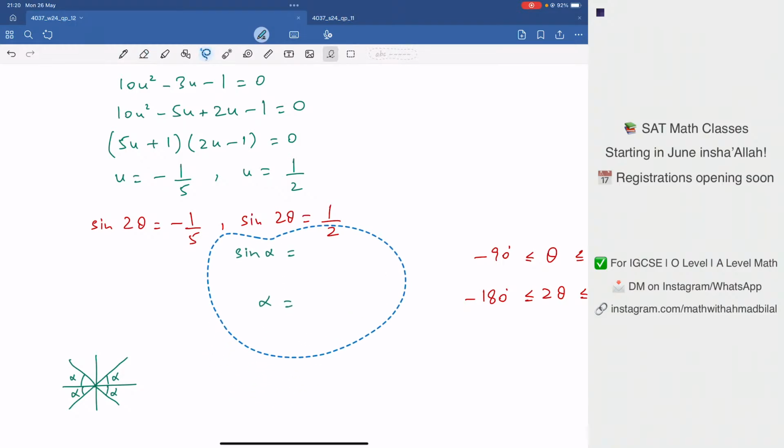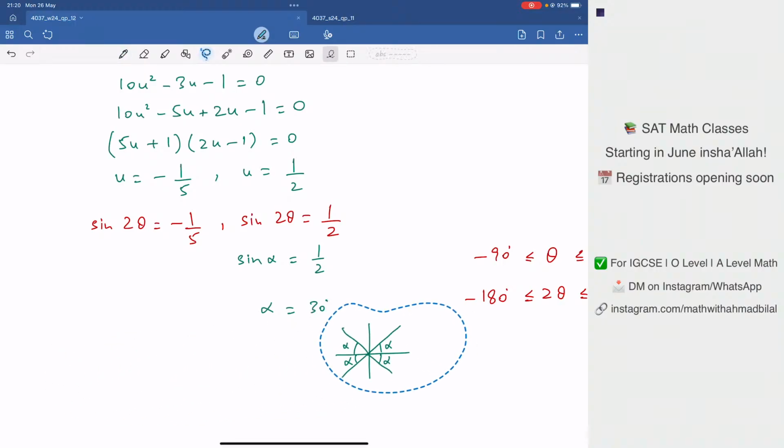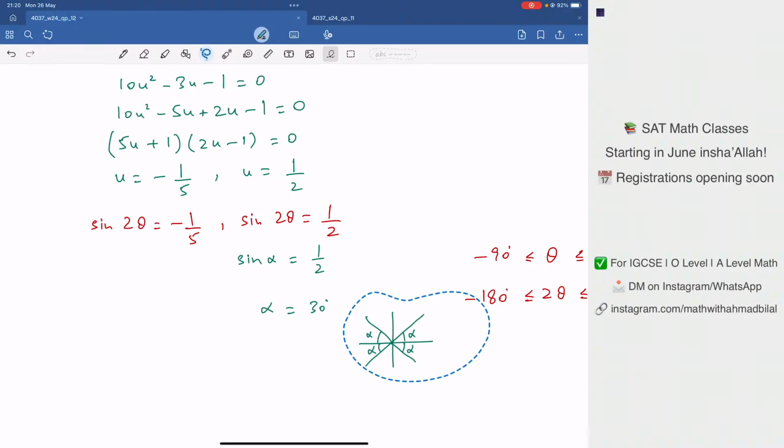For the second case here, sine alpha equals 1 over 2. Sine is 1 over 2 at 30 degrees. The basic angle turns out to be 30 in this case. Okay, so now which quadrants are possible in this case? The possible quadrants are only the first and second because sine is positive. So we have to consider both of them. In the first quadrant, we get this. In the second, we get this.